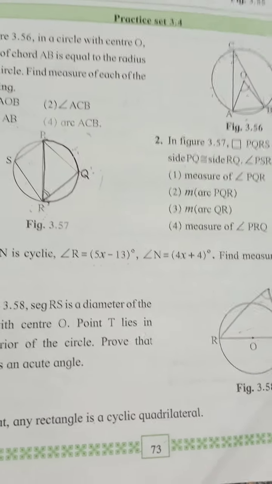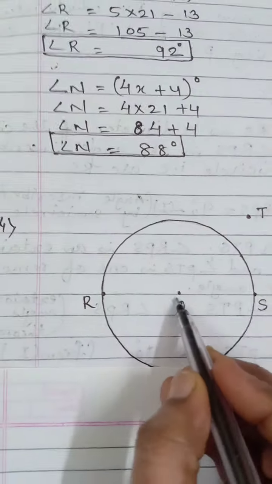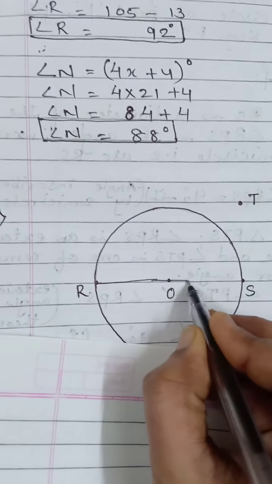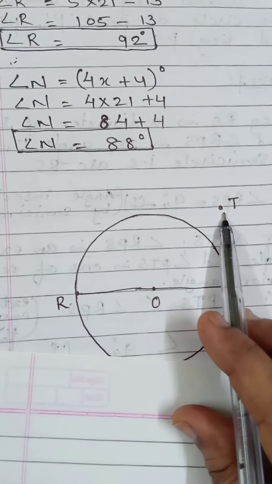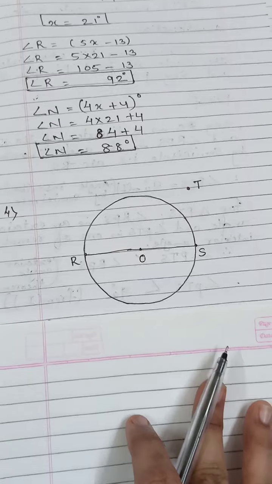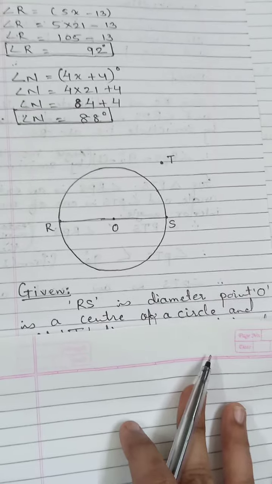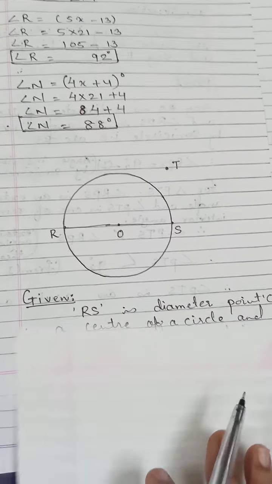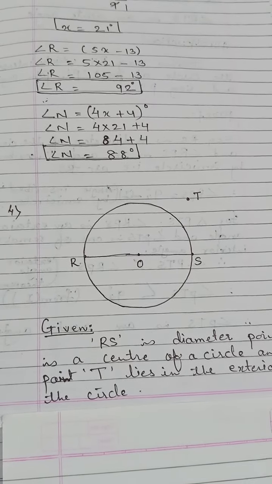So now we'll see how to prove it. Here I have taken the same figure. O is the center of the circle, segment RS is the diameter of the circle, and point T is a point in the exterior of the circle. This is given to us, so we will take the same thing in our given. Given: RS is a diameter, point O is the center of the circle, and point T lies in the exterior of the circle. We have to prove it, therefore we will solve it like a theorem. That means all the steps of the theorem we will take here.